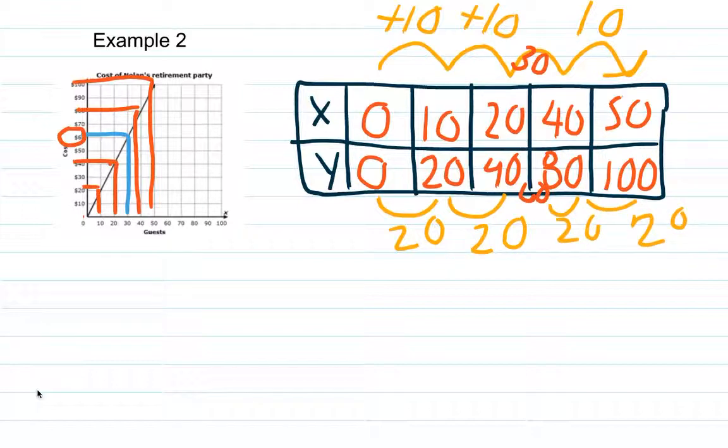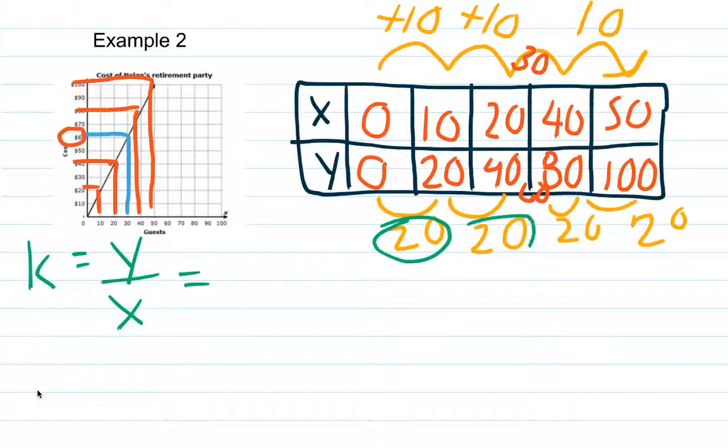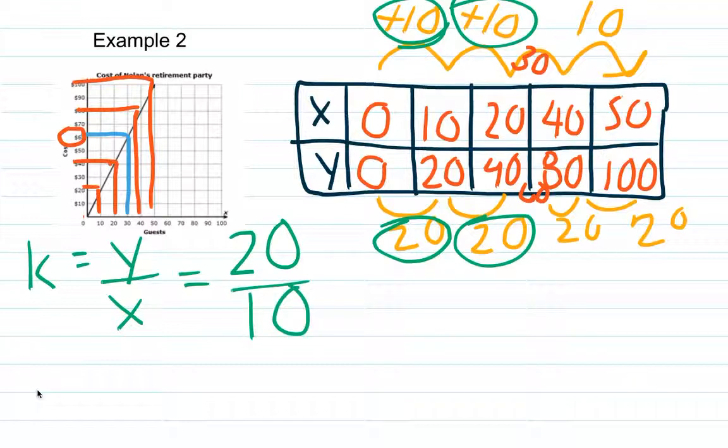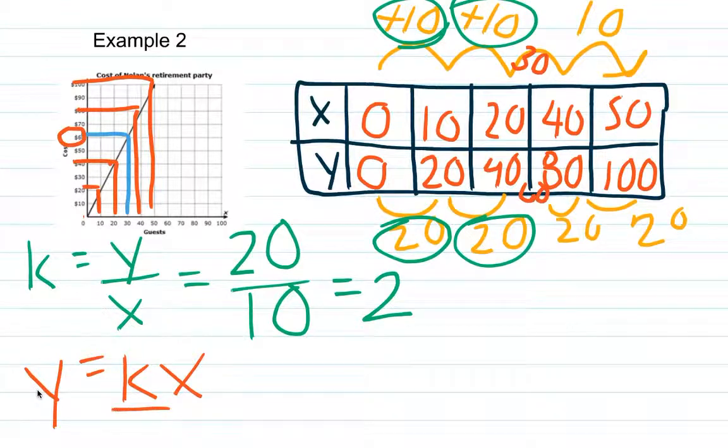So, k equals y divided by x. My change in y was 20 throughout, and the change in x was 10. And I can simplify that. 20 divided by 10 is the unit rate of 2. So, with that knowledge, I can plug that into the equation y equals k times x by replacing k with 2. So y equals 2 times x, or y equals 2x.